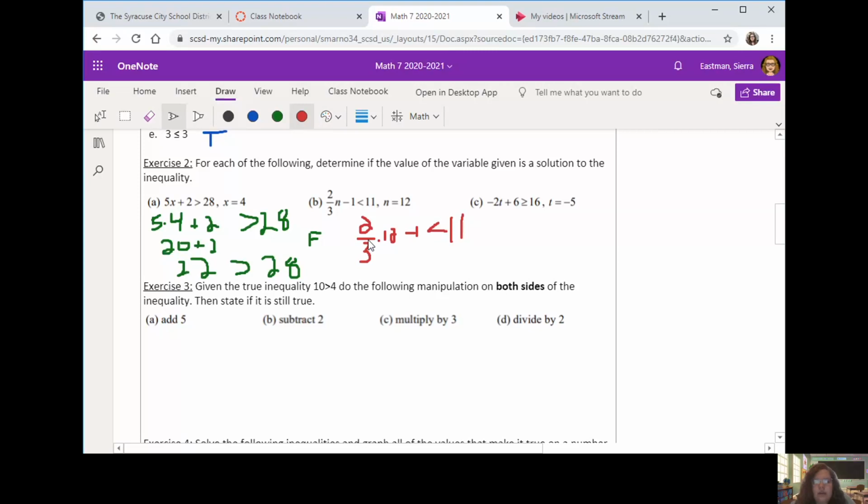2/3 times 12 should actually give me an 8. Minus 1 gives me a 7. So this is now saying 7 is less than 11. The alligator's eating the 11 instead. And we know that's true. 7 is less than 11.